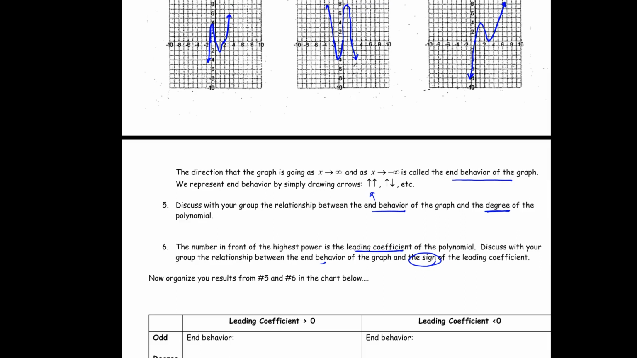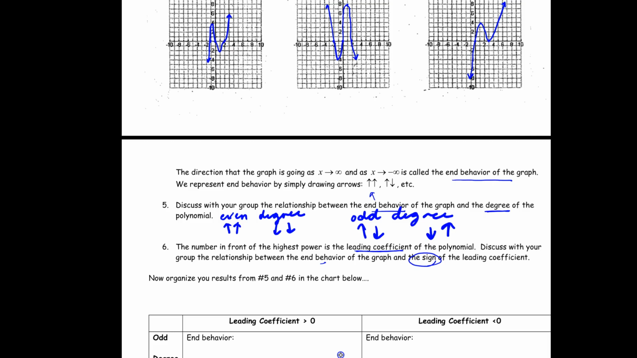Okay, raise your hand if for you and your partner, you feel pretty good about your observations in number 5 and you'd be willing to share what you observed. Madison. So if the degree is even, like 4 or 6, then that behavior either goes up and up or down and down. And what about if it's odd? If it's odd, then it goes like up and down. Nice. Up and down or down and up. Nice job, Madison and Catherine. That's the observation I wanted you guys to get. That's going to help us as we start graphing polynomials quickly.